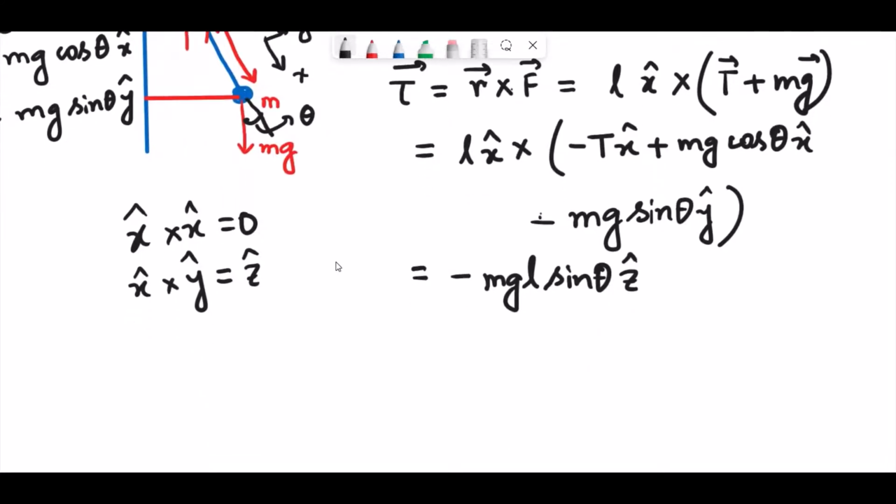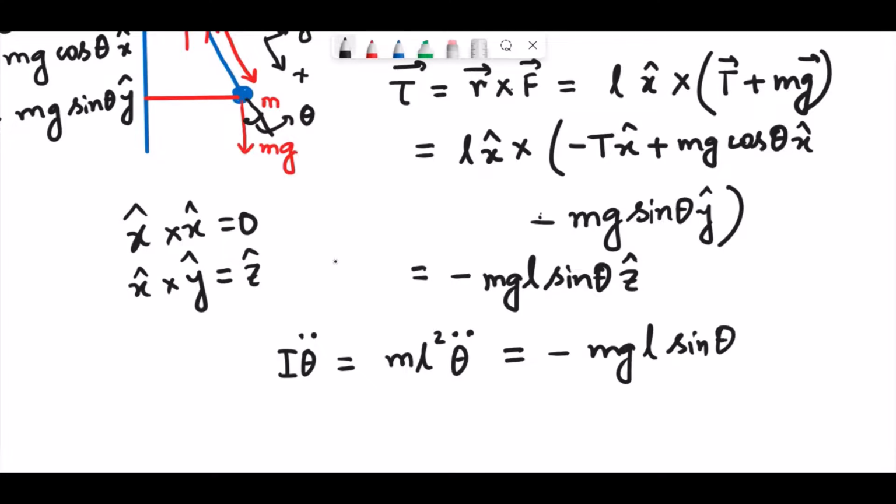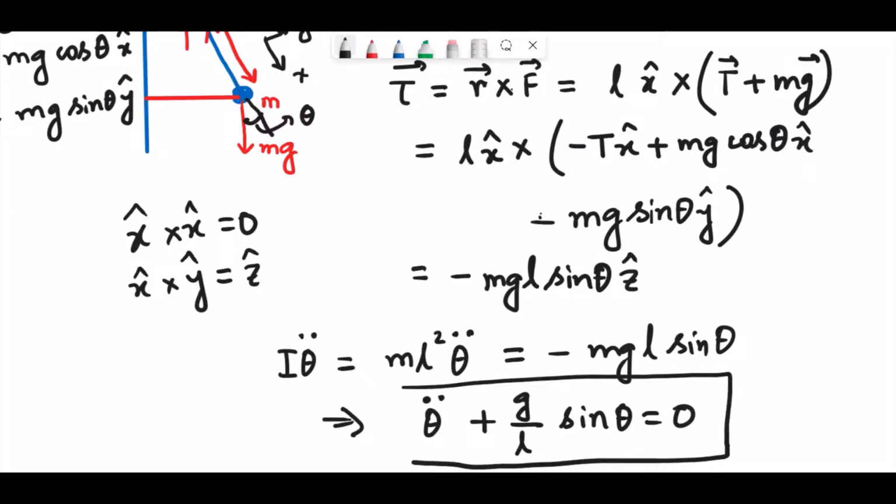So therefore, we get I theta double dot, which is ml squared theta double dot, equal to negative mgl sine theta, which gives us theta double dot plus g divided by l sine theta equal to 0, which is our desired equation of motion.